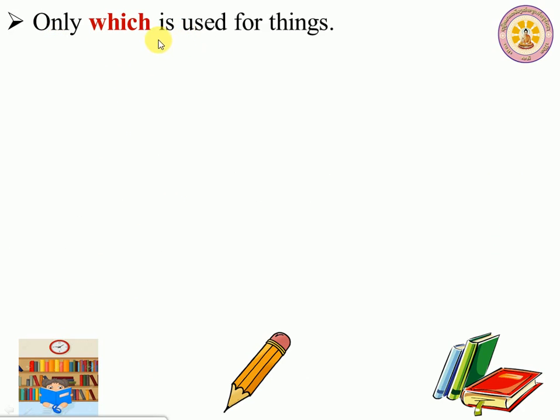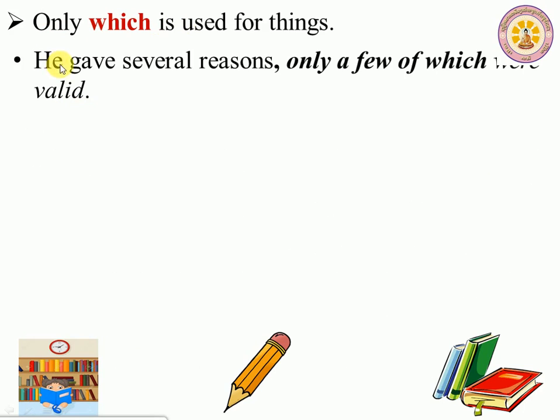Only which is used for things. Example: he gave several reasons, only a few of which were valid. So "only a few of which," in this case we use only which. We cannot use that. The relative pronoun which is used to replace a thing, and only which can be used in this expression. Only a few of which.